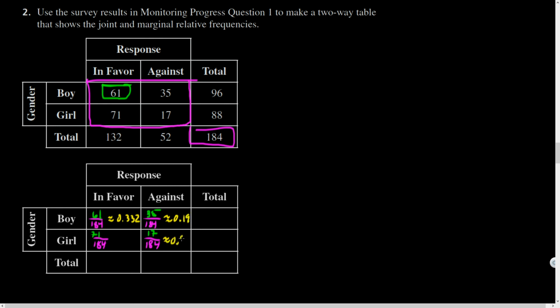I get 0.092. Whoa. Yep. And here, if we do 71 divided by 184, you would get 0.386. And so you could say that 38.6% of the students polled were girls who were in favor.